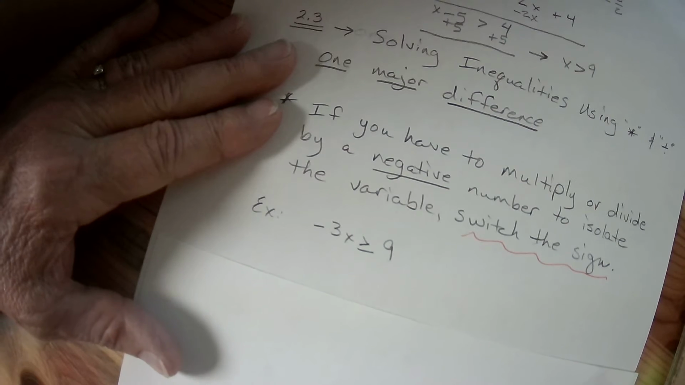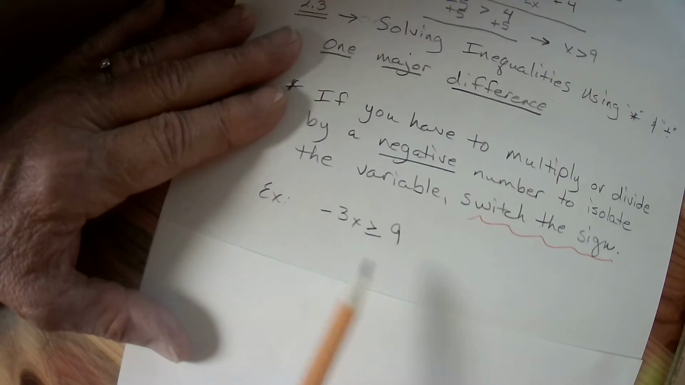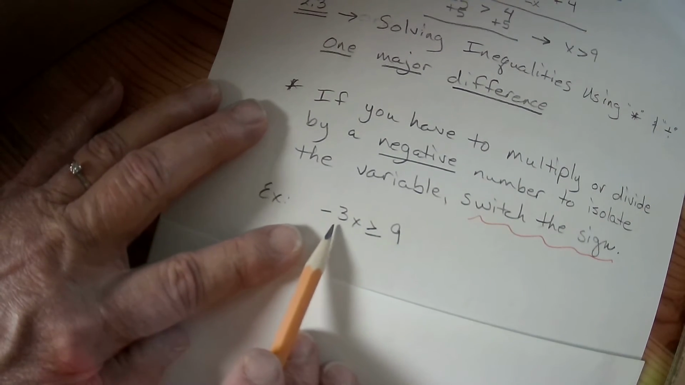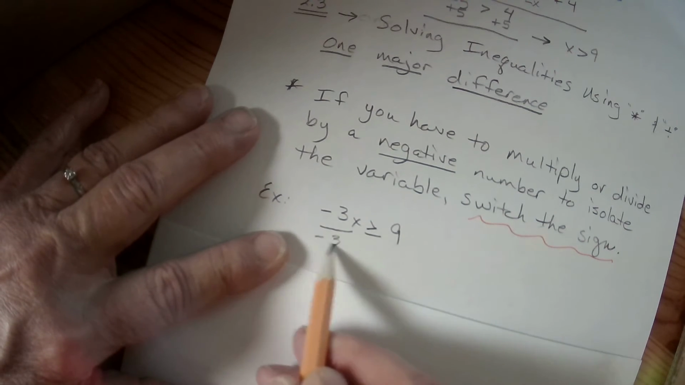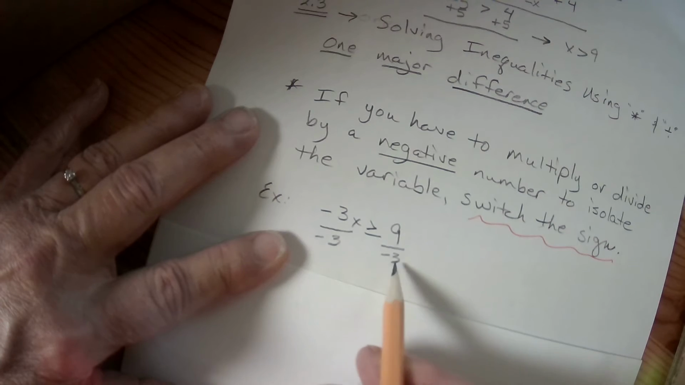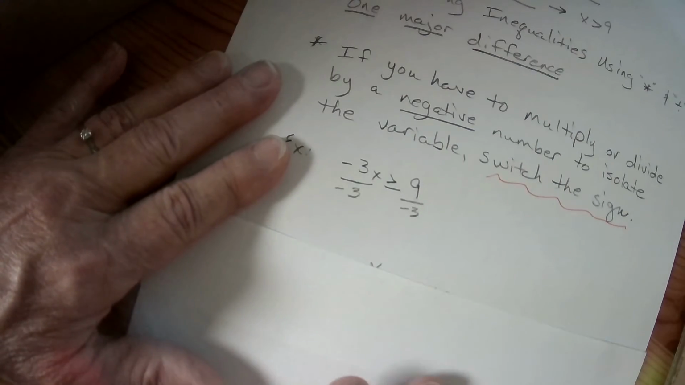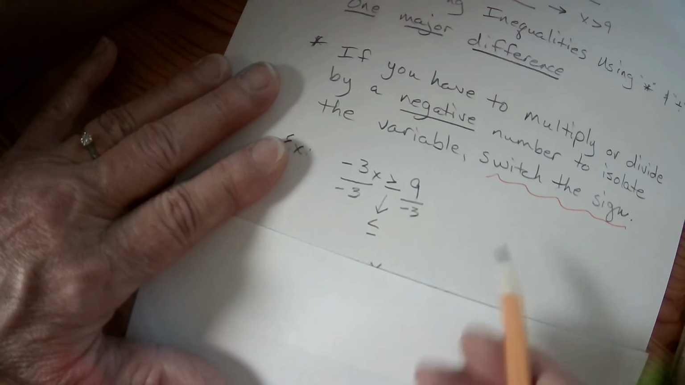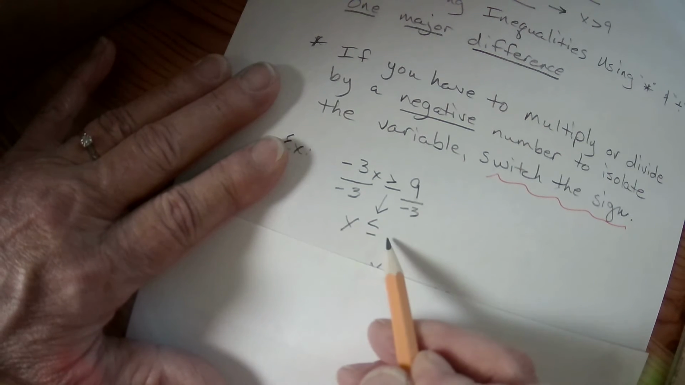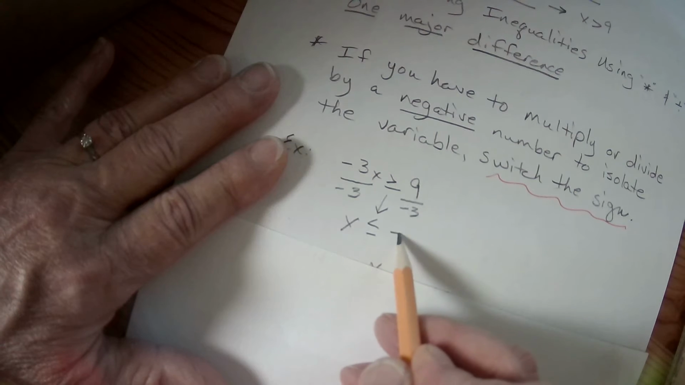So what does that mean? Well, let's go ahead and do it. So I can see here that I'm multiplying x by negative 3. In order to undo that, I have to divide both sides by negative 3. Because I'm dividing by a negative number, I need to change the sign. So my answer is x is less than or equal to negative 3.